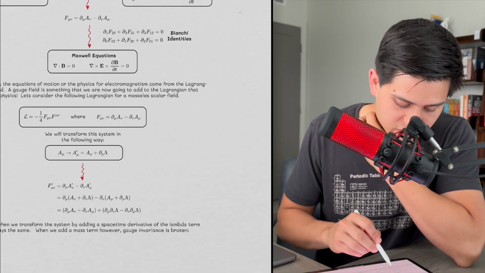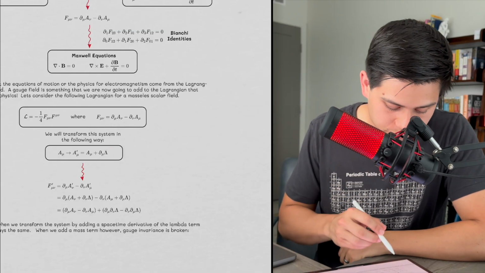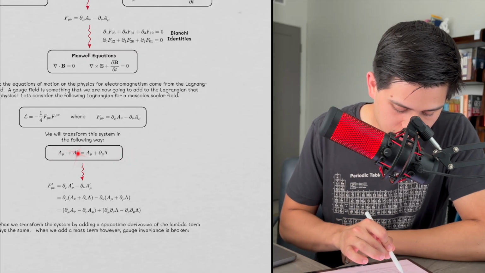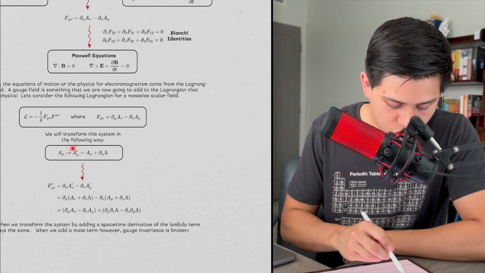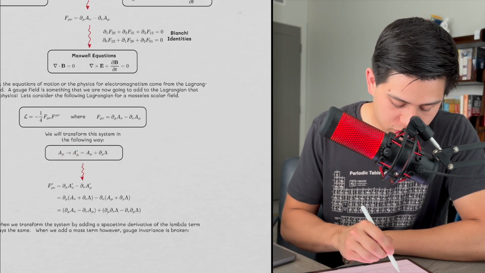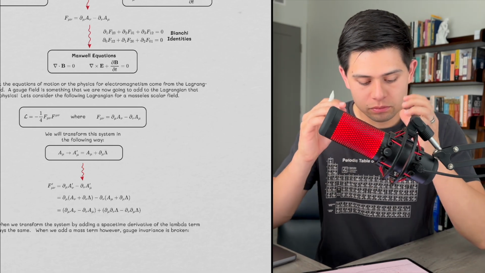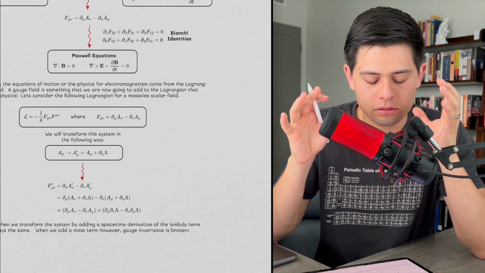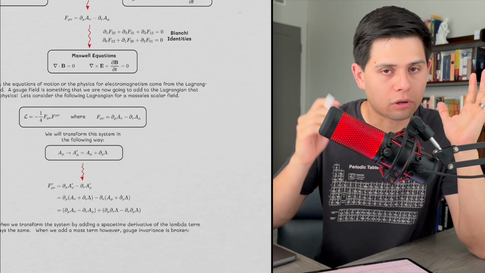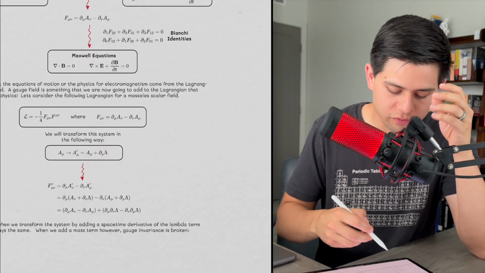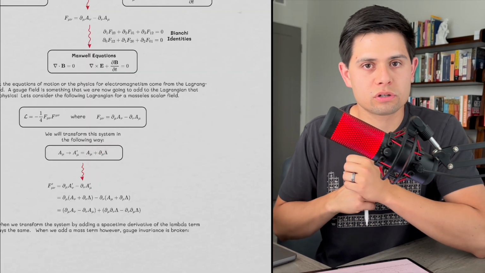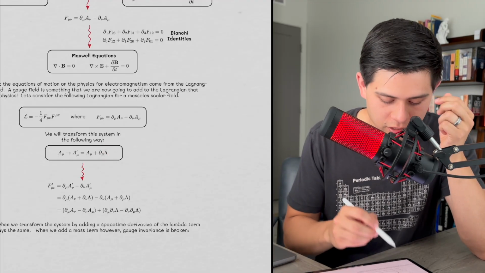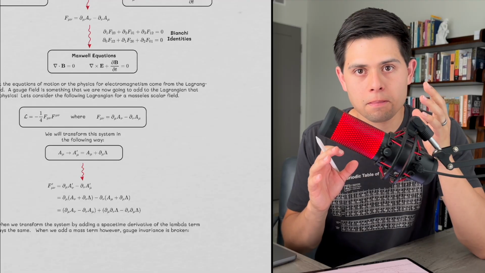We will transform the system in the following way. So we have this guy: A mu prime, the newly transformed A mu, is going to be this guy right here. Now, what's key to understand here, and I don't think many YouTube channels teach this very well, is that they just say this is some arbitrary function. Take this function, take a derivative, and you'll find out that all the equations of motion are the same. I want to stress here that this function is actually important.